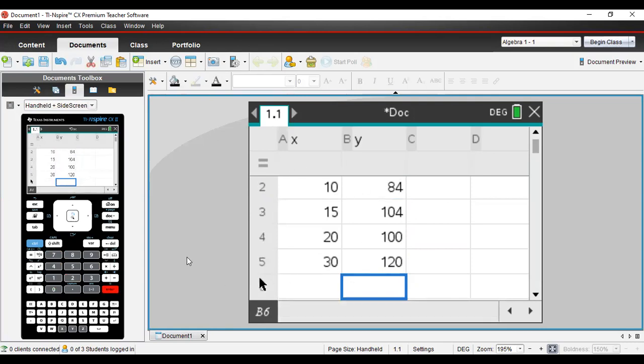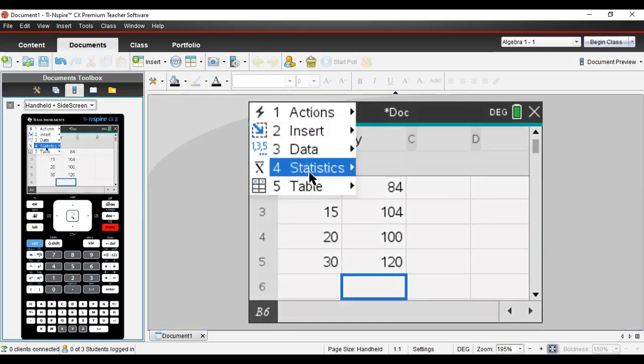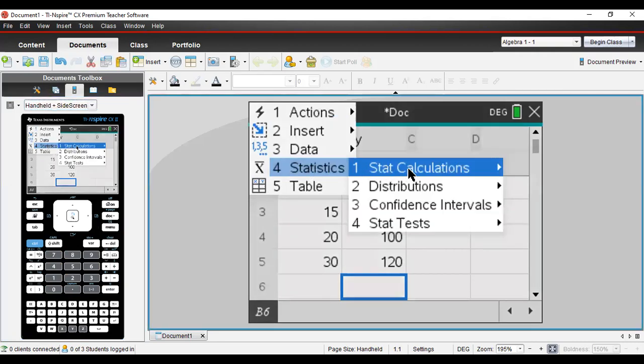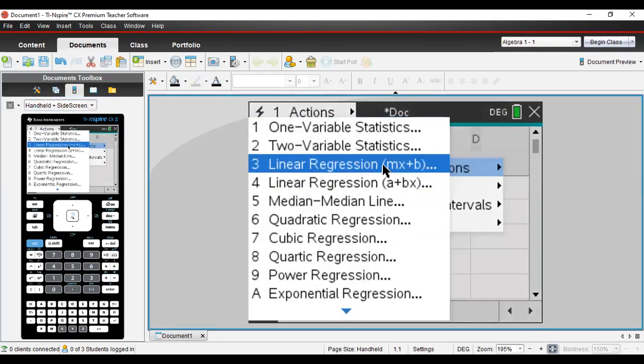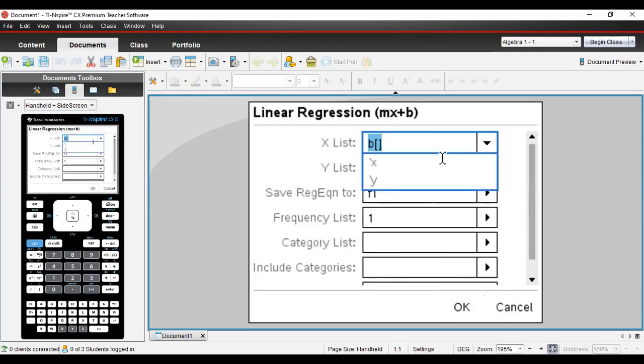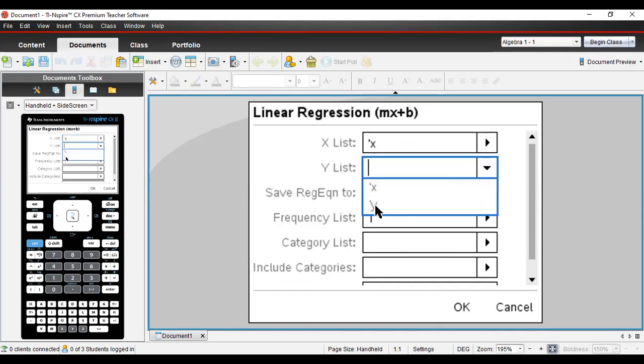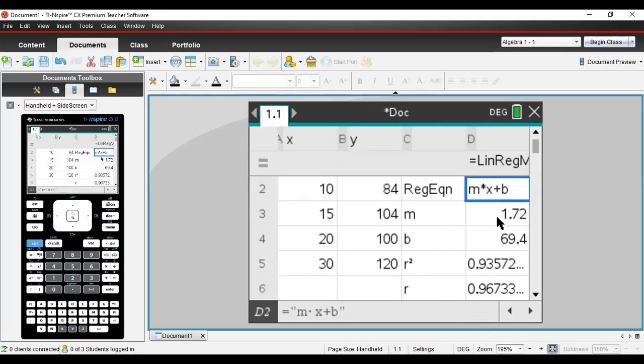All right, once we've done that, we just go to menu, statistics, stat calculations, and then we want this one. You see this mx plus b? That's what we want. The x values go in the x column, the y values go in the y column, and then we just press OK. So here are the things that we need. We got m equals 1.72, and b equals 69.4. So that's going to be our equation.